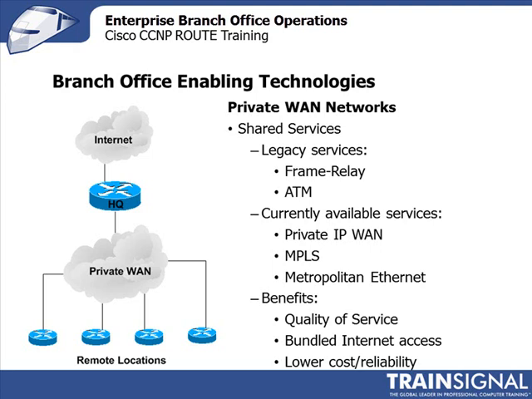Then it's obviously just MPLS, or multi-protocol label switching, and then there's Metropolitan Ethernet types of services. The benefits of these is you can do quality of service, you can have bundled internet access many times, one circuit doing more than one thing, and obviously you still have lower cost but higher reliability because they're telco type circuits.